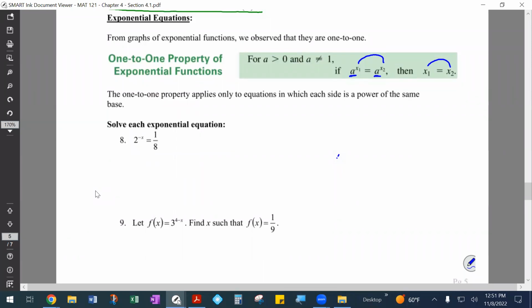I'm trying to think, do I want to make that 1/2 or do I want to put the 8 and make it into a 2? Maybe put the 8 up and change it into a 2. So I'll leave it as 2 to the -x for now on the left-hand side and rewrite my right-hand side.